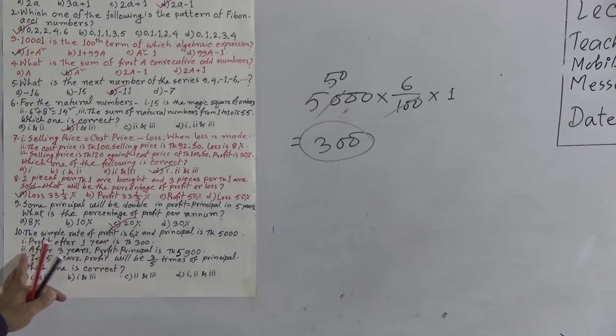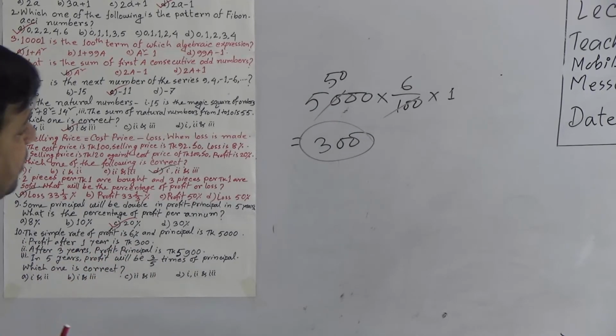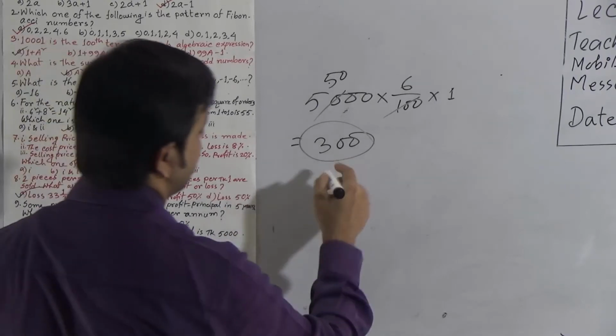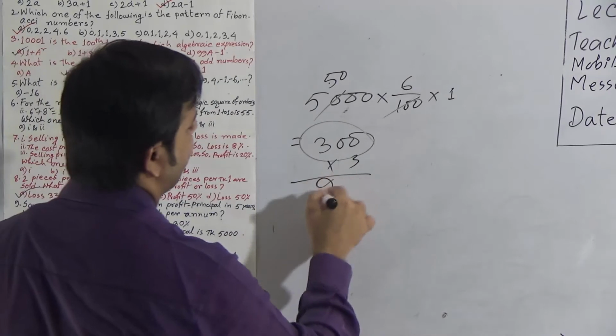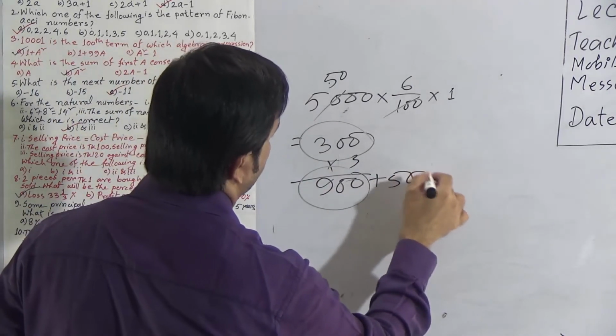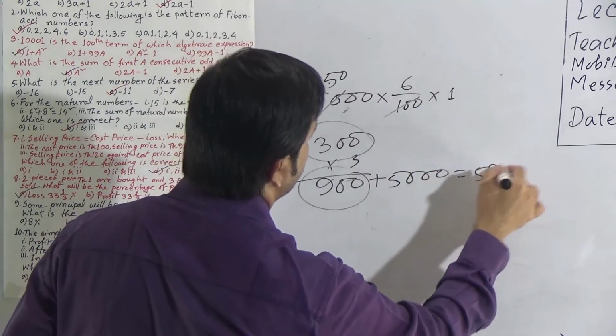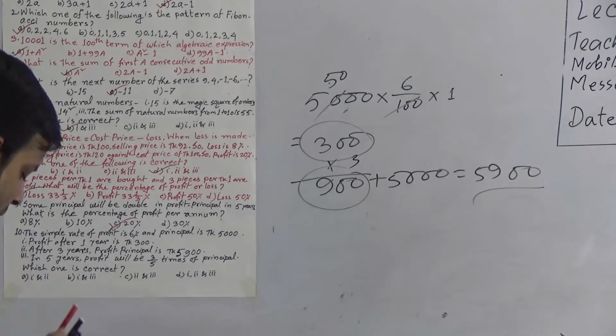This is correct. After 3 years, profit principal. So at first we have to find the profit of 3 years. So if we multiply this by 3, we will get the profit 900. So if we add with the principal, we will get the profit principal. It will be 5900. It means that 5,900. So 2 is also correct.